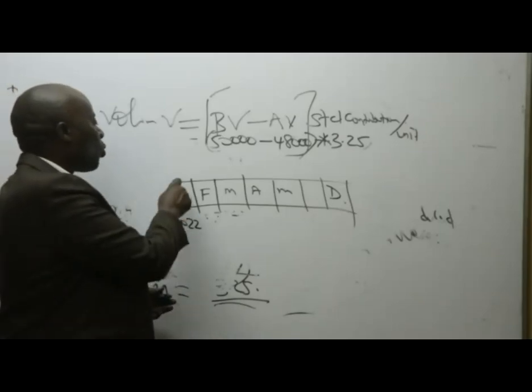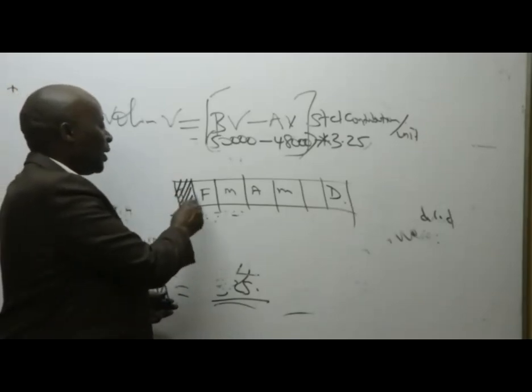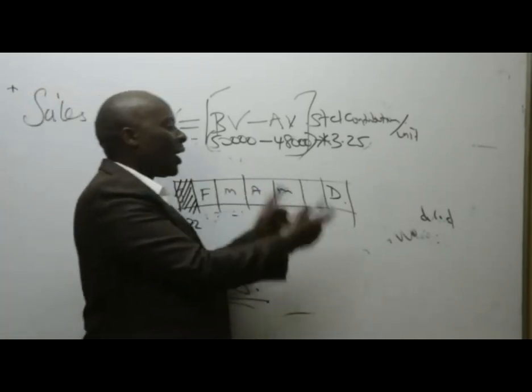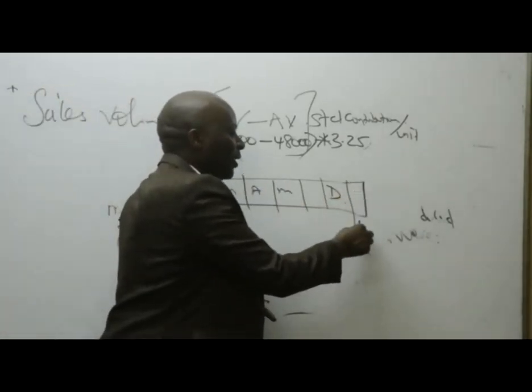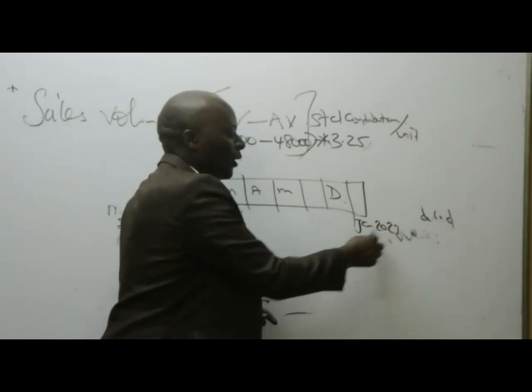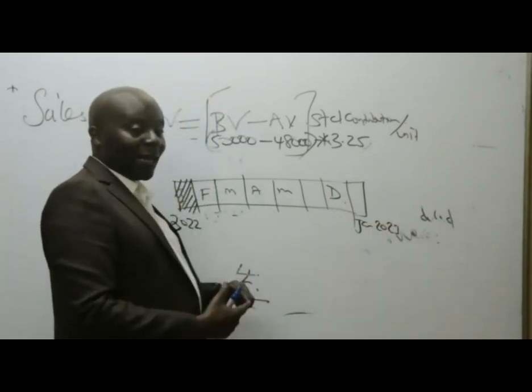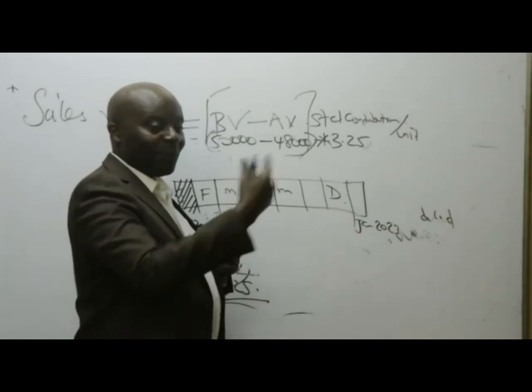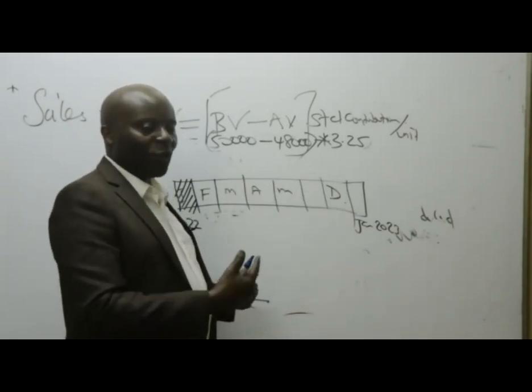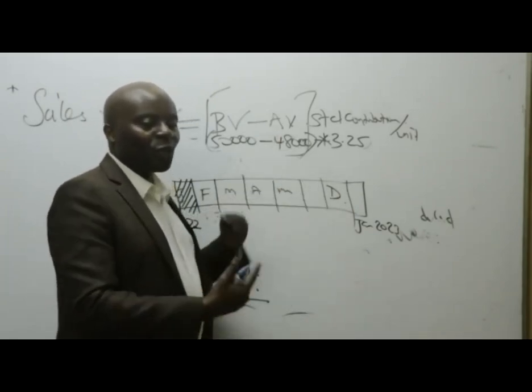Mbele, utakula hii month ya January. January kisha, what do? You roll over and now incorporate January of 2023. Right? So my tile is rolling. January off, I bring in January of next year. February off, I bring in February of next year. So we are rolling like that.